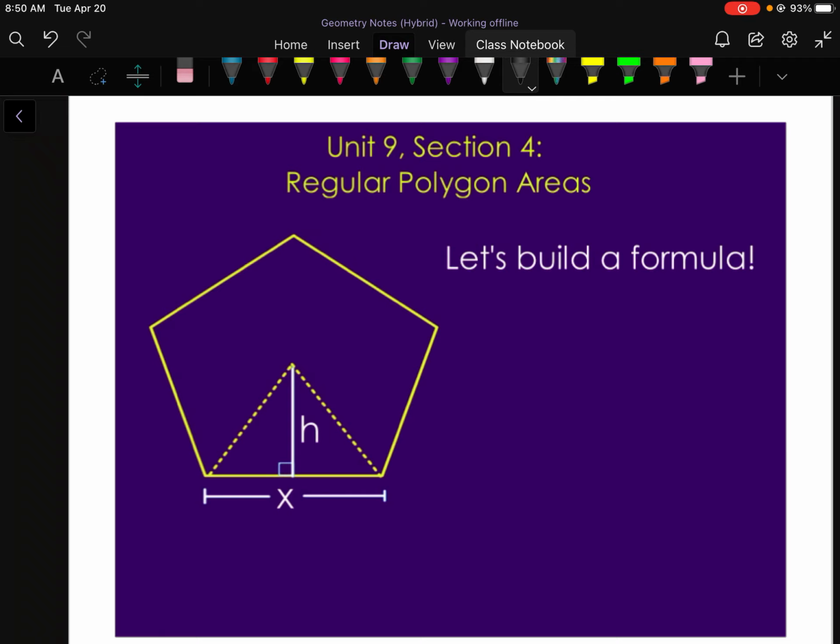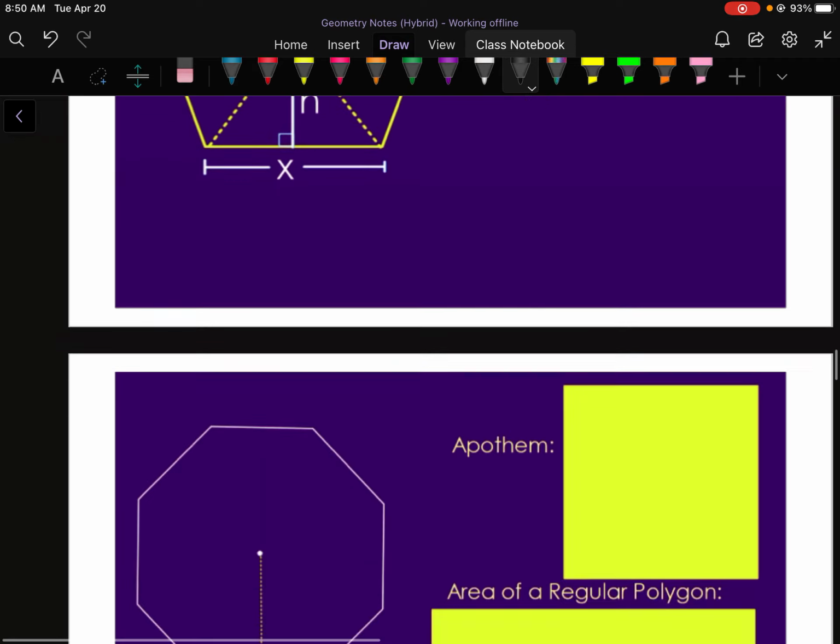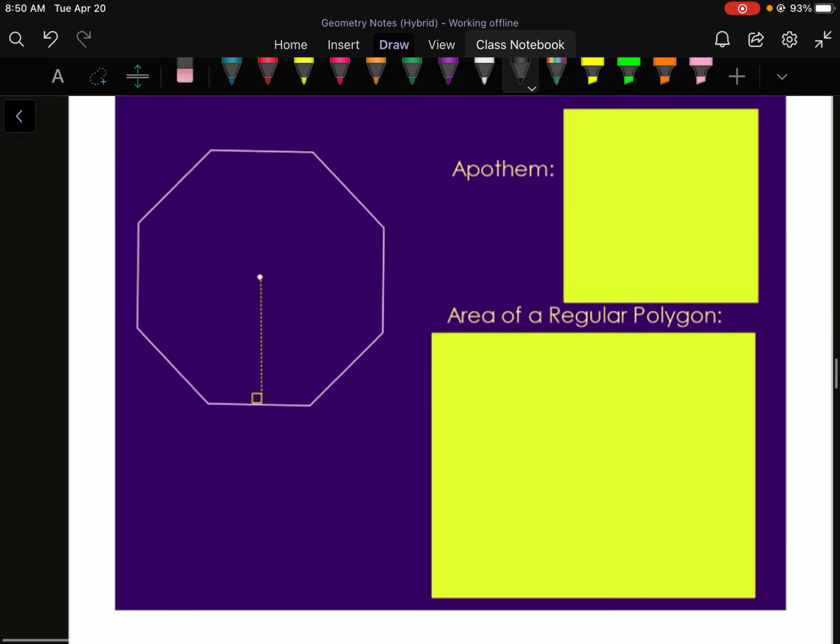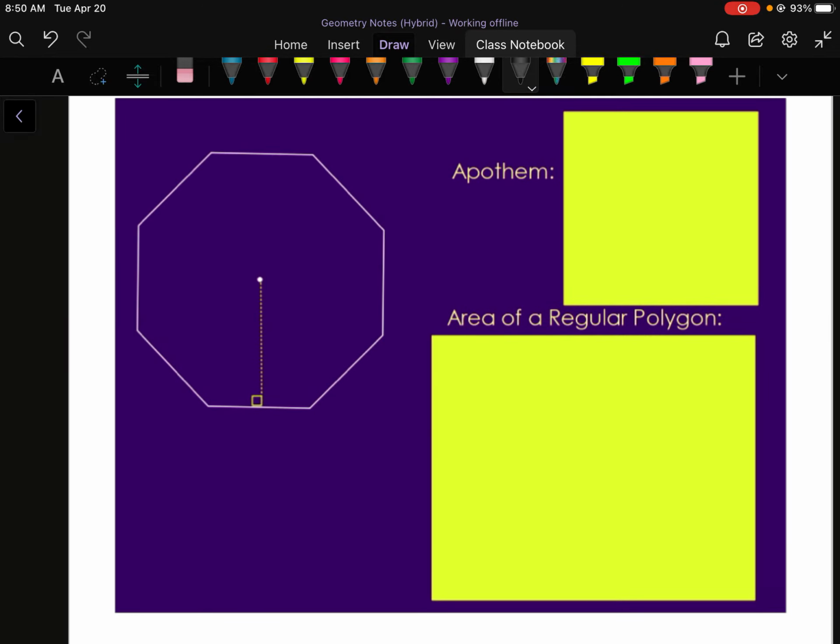All right, Unit 9, Section 4, here we go, regular polygon area. So we're not going to build the formula here in the video. We will go through this together in class. So I'm just going to jump right down to explaining the formula, and first of all, what an apothem is. So we'll start by defining that.